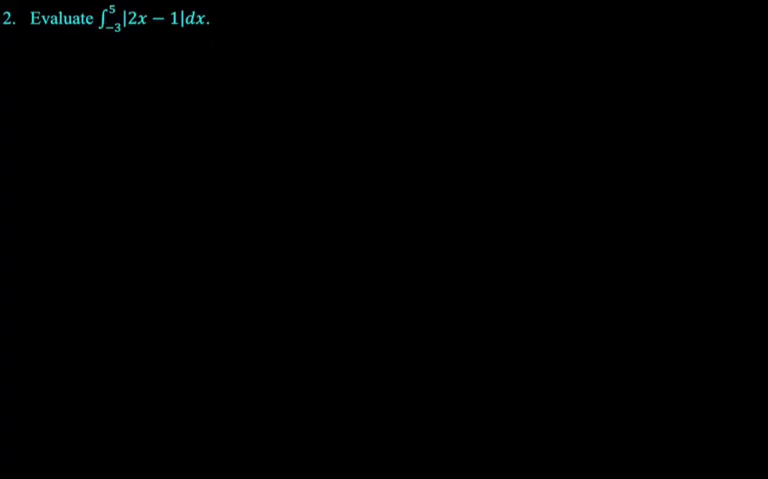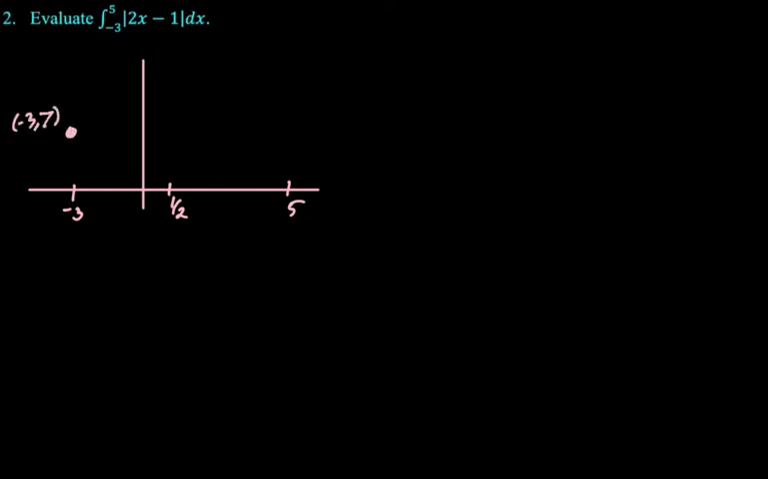All right, question 2. Evaluate the integral from negative 3 to 5 of the absolute value of 2x minus 1. The way that we always handle these in AP Calculus is by graphing. So I'm going to create a graph. The only things that are super relevant are the endpoints, so negative 3 and 5, and the vertex, which occurs at x equals 1/2. At negative 3, plug in, you get negative 6 minus 1 is negative 7, but absolute value, so we get negative 3, 7. At 5, you get 10 minus 1 is 9, absolute value is 9, so you get 5, 9.